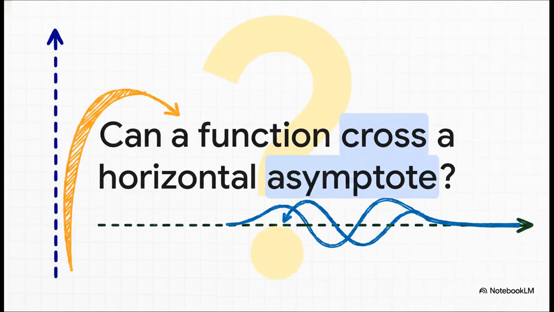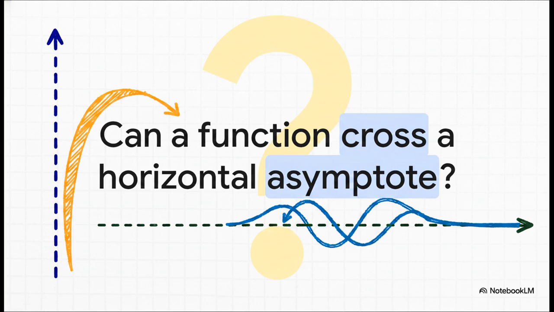But wait, hold on a second. Pause right here and really think about this question. We know from algebra that a function can never, ever cross a vertical asymptote. That's a hard, infinite wall. But what about a horizontal asymptote? Can a function cross it? Can it wiggle around, dip below, pop above, and then settle down? Take a mental guess. Got it?